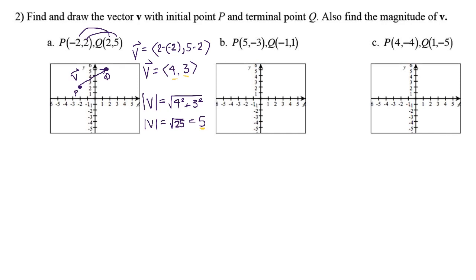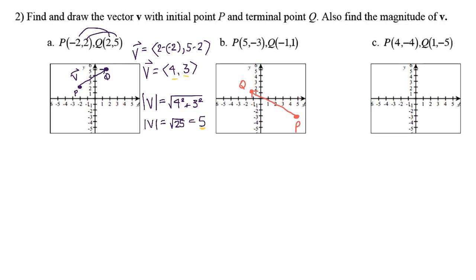Okay, so moving on to the next one, let's look at B. Same idea for B. We need to plot our 2 points. And so let's go ahead and do that. Let's plot our points. So we have 5, -3, so somewhere down here. And then we have -1, 1. So here's our point P. Here's our point Q. And so if we want to find that vector, we're talking about this vector here.